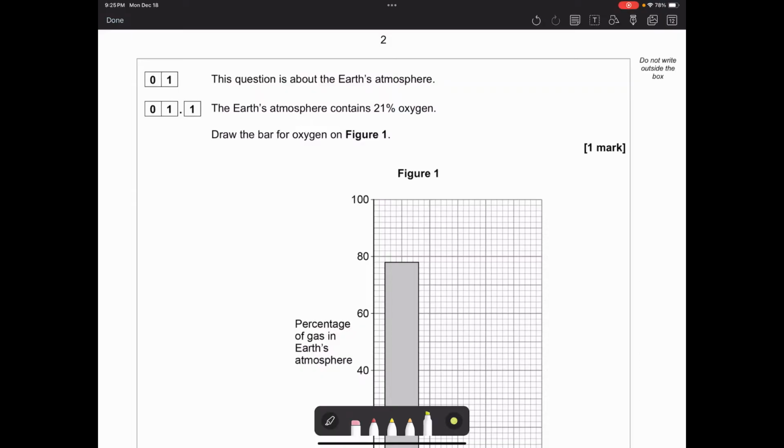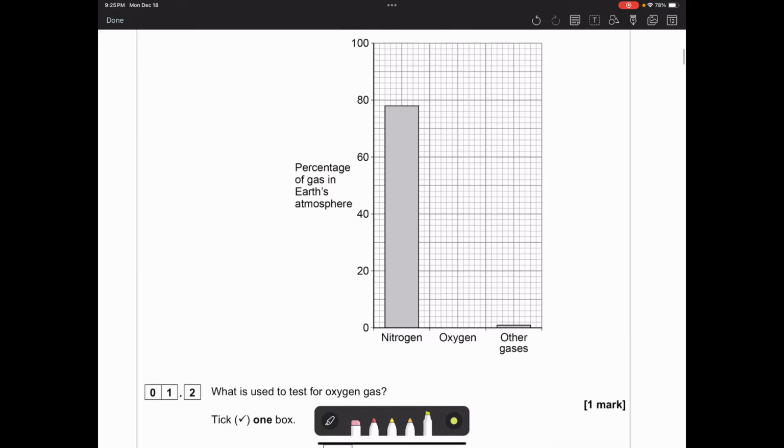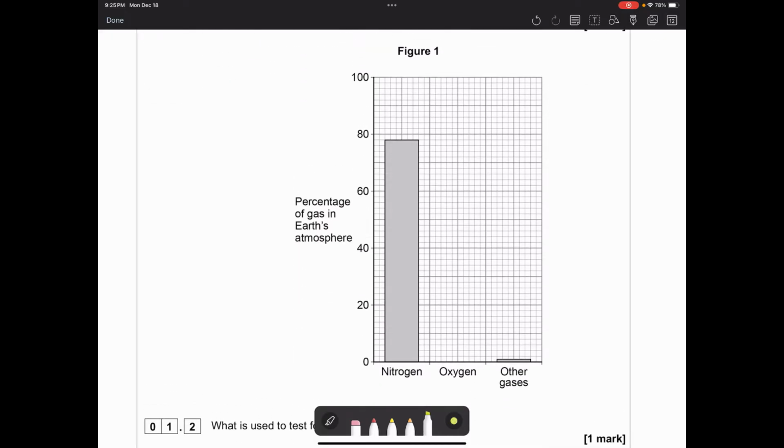So, question 1 then. This question is about the Earth's atmosphere. The Earth's atmosphere contains 21% oxygen. Draw the bar for oxygen on figure 1. Okay, so you need to know your scale. It's going up 20 to 40, so you've got a gap of 20, and you've got 10 squares. So 20 divided by 10 is 2, so each little square is worth 2.